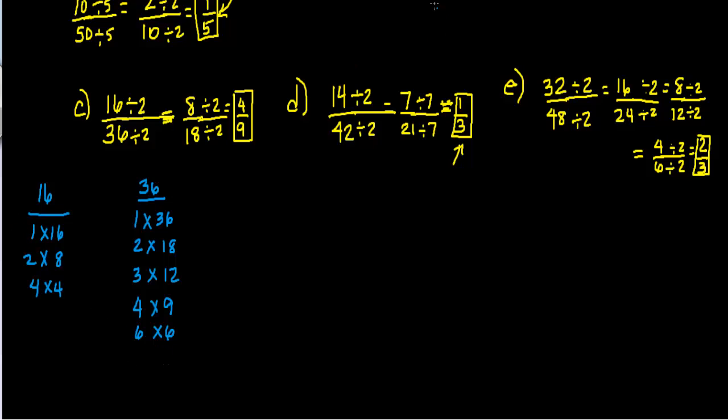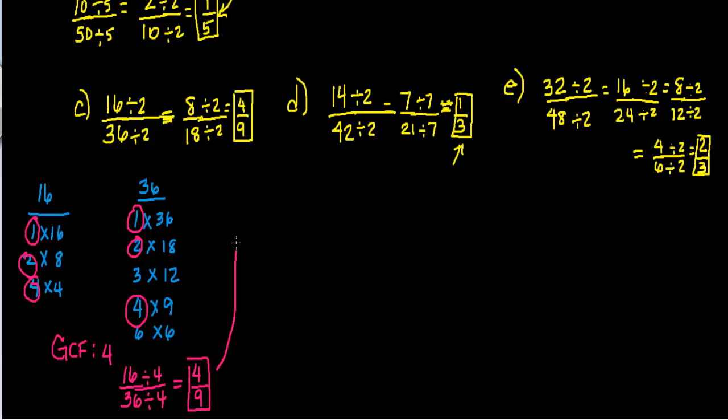Now let's look at all the common factors here. 1. I also have 2 as a common factor. I also have 4 as a common factor. And I have no other common factors, so the greatest common factor is 4. If I would have taken 16 and 36 and divided both the numerator and the denominator by 4, look at what I get. I get 4 over 9, and I would reach the same answer, you see, without having to divide twice.